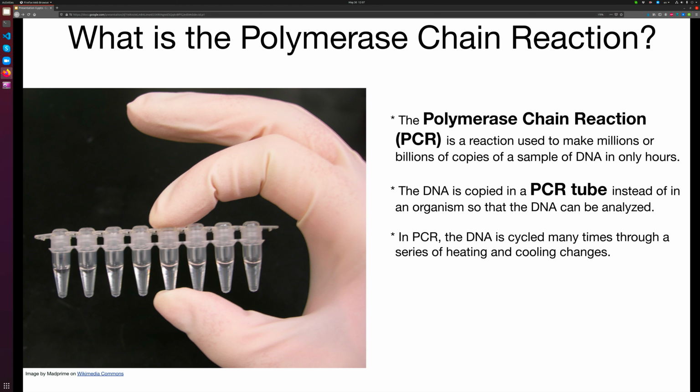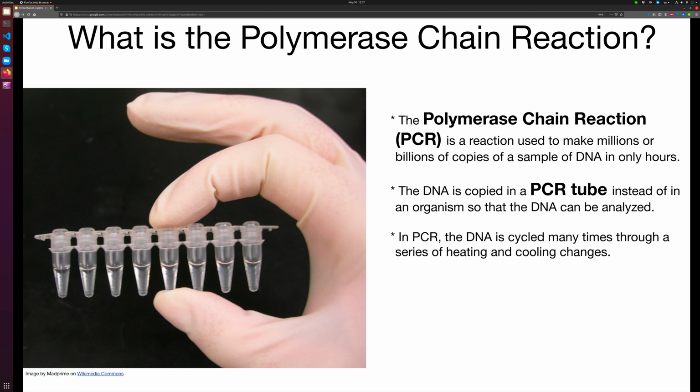So now, what is the polymerase chain reaction? The polymerase chain reaction, PCR, is a reaction used to make millions or billions of copies of a sample of DNA in only hours. The DNA is copied in a PCR tube instead of in an organism so that the DNA can be analyzed. And in PCR, the DNA is cycled many times through a series of heating and cooling changes. And these heating and cooling changes are automated through a thermal cycler, which I'll talk about later.